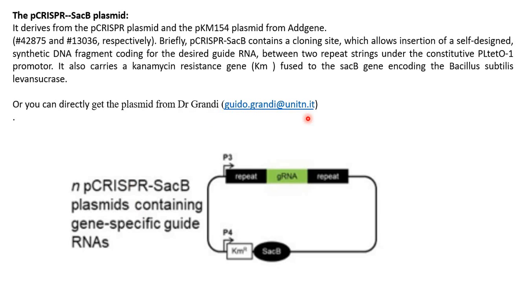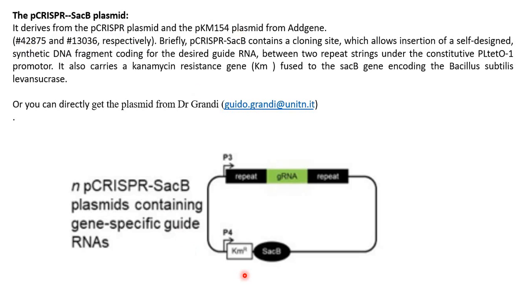He is working in University of Trento in Italy, and you can just email them and ask if he can provide you this plasmid. Or else, you can purchase the P-CRISPR plasmid and the PKM154 plasmid from Addgene, and the catalog numbers are here: 42875 is for the P-CRISPR plasmid and 13036 is for the PKM154 plasmid.